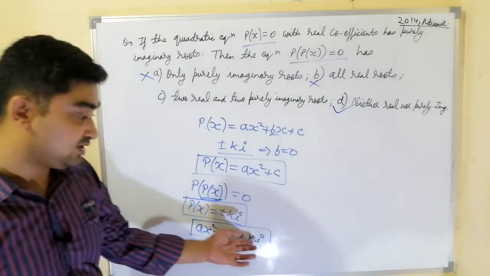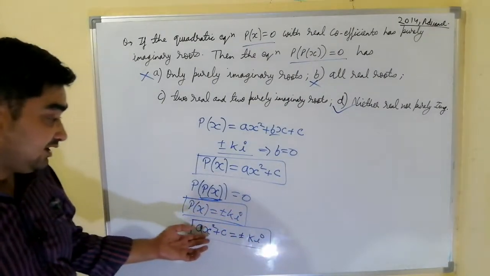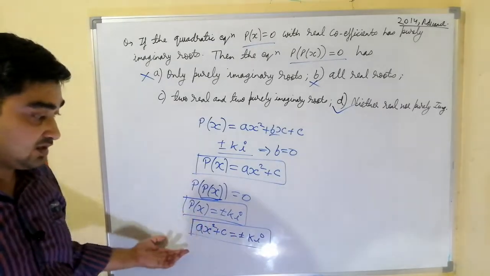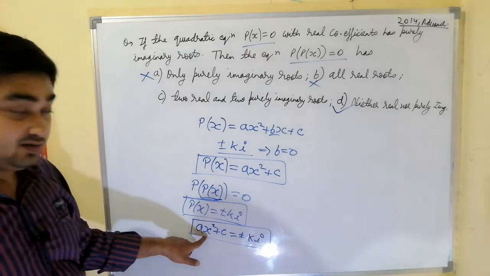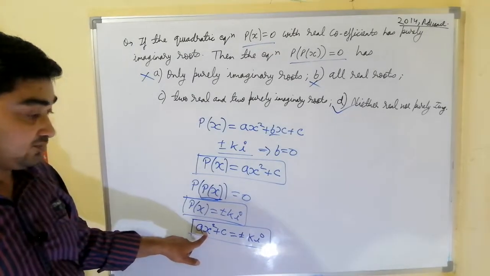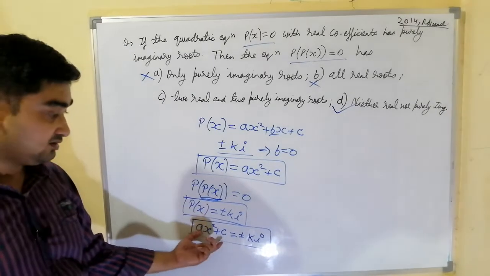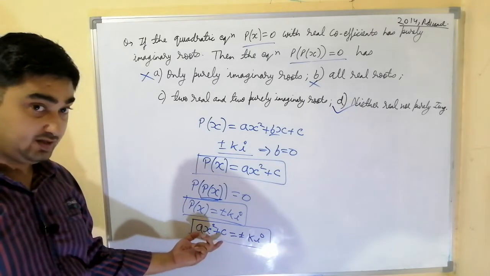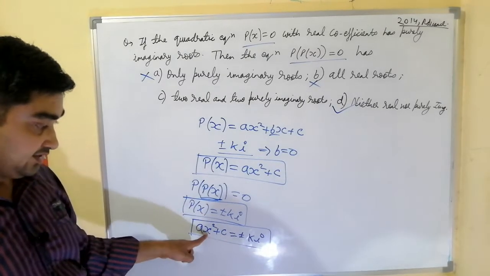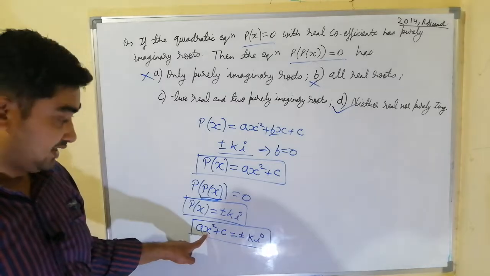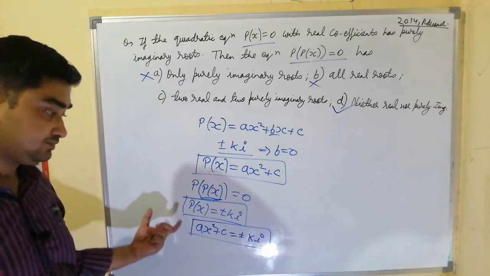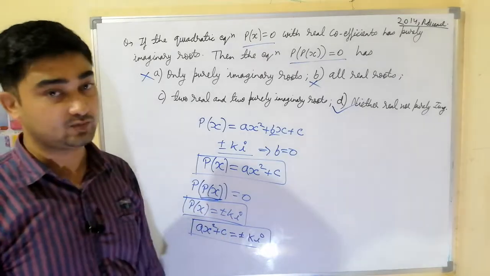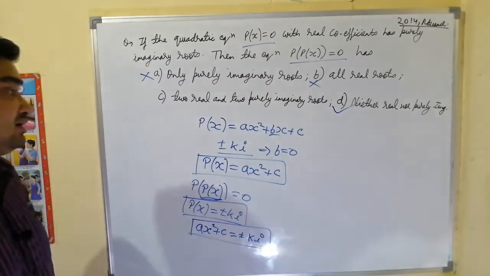Because the left hand side has to become equal to the right hand side. If x is purely real, the left hand side will become real, but the right hand side is imaginary. So it should be neither real nor purely imaginary, because it should be a complex number. It should be imaginary, which is possible only when it is neither real nor purely imaginary. It should be a complex number having both a real part as well as an imaginary part. So D is the answer.